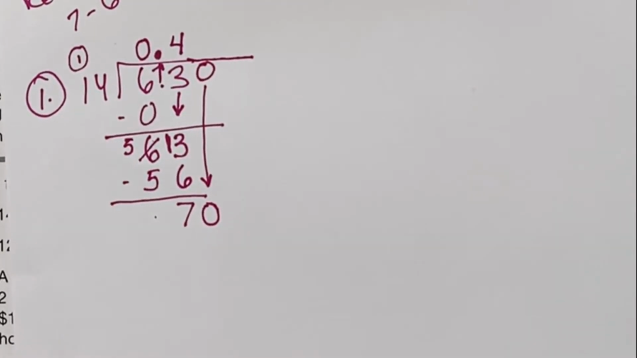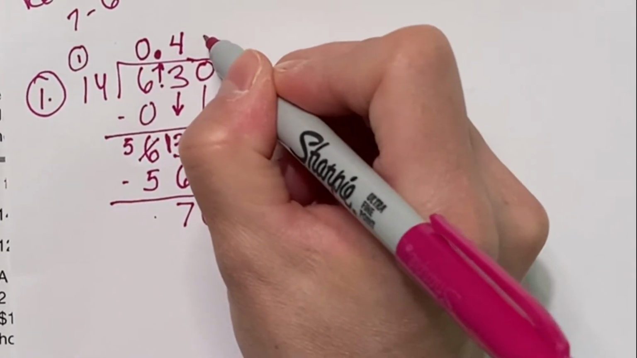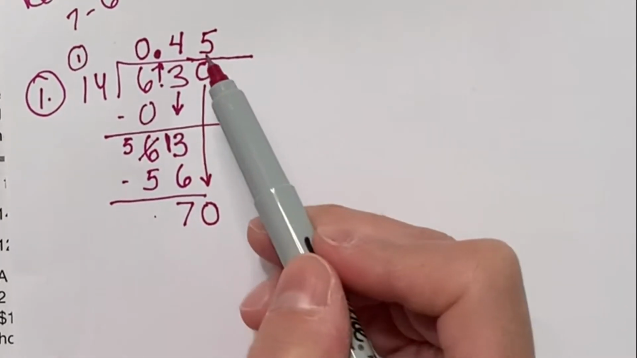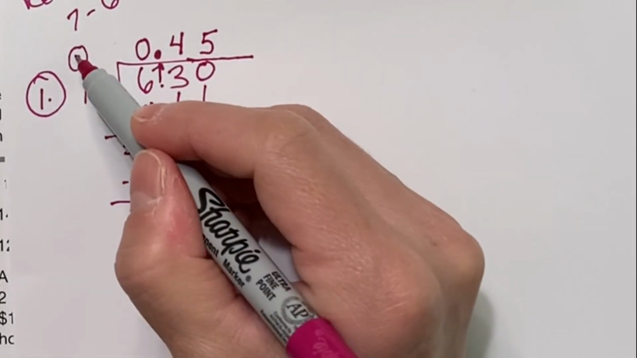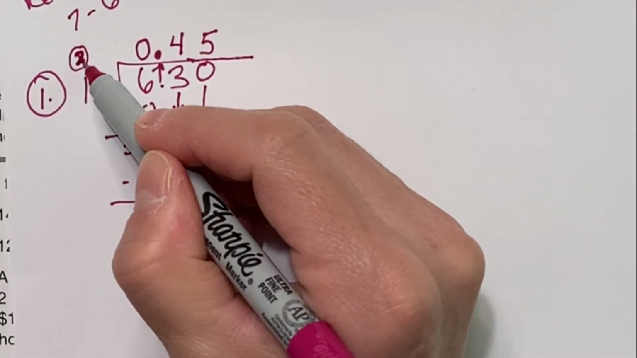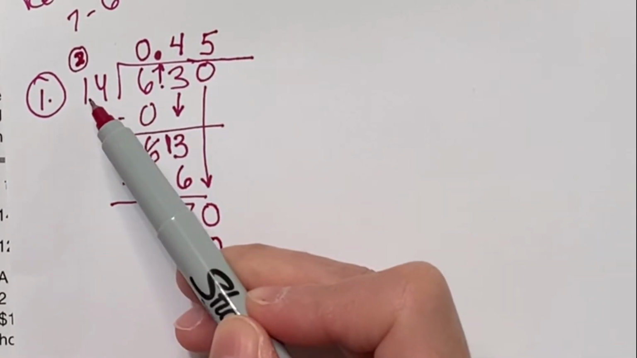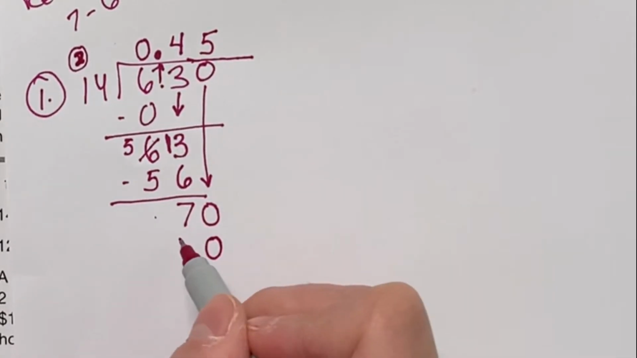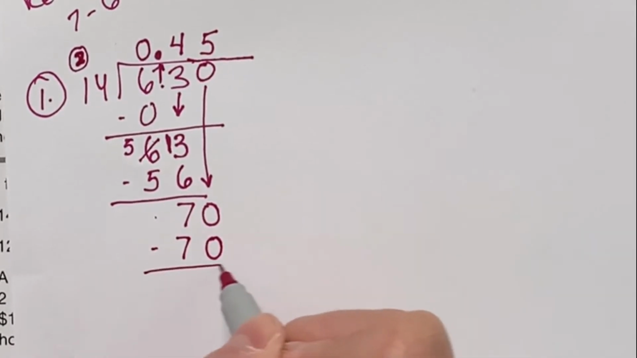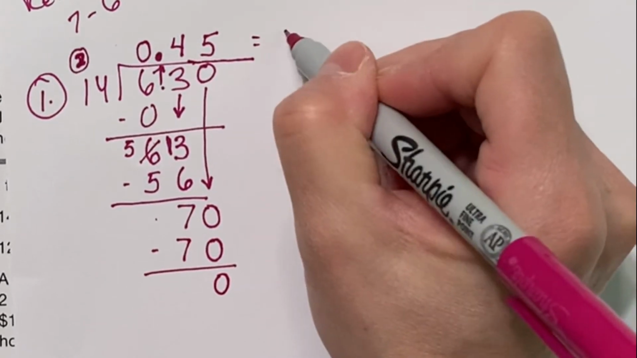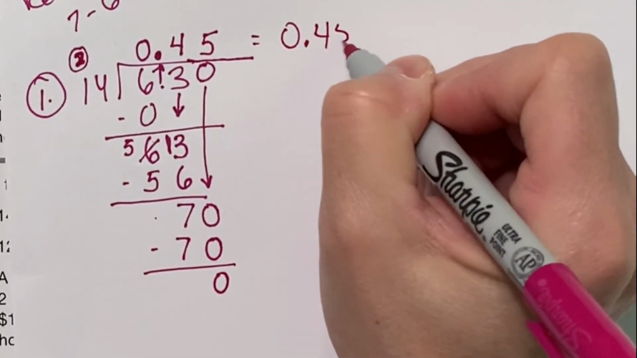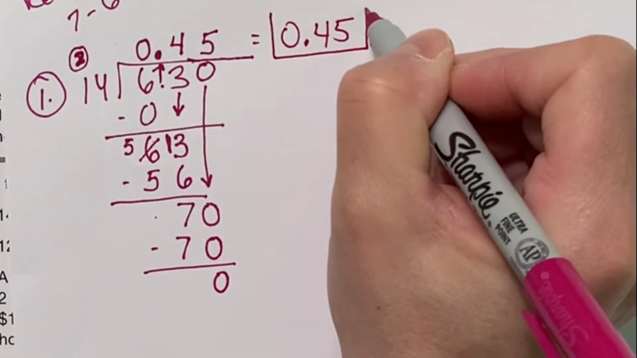14 can go into 70 5 times. 5 times 4 is 20. Put down the 0, carry the 2. 5 times 1 is 5, plus 2 is 7. Subtract. You have 0 remainder. And your answer is 45 hundredths.